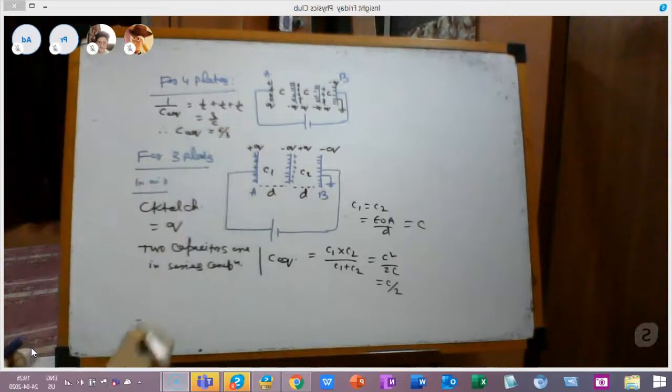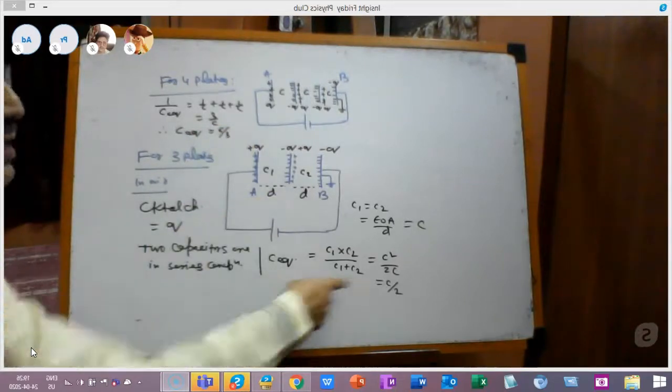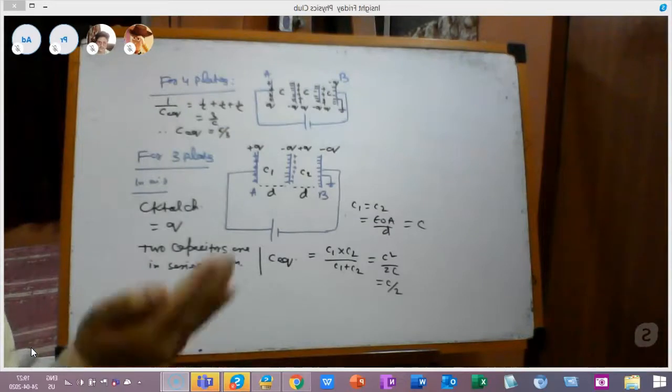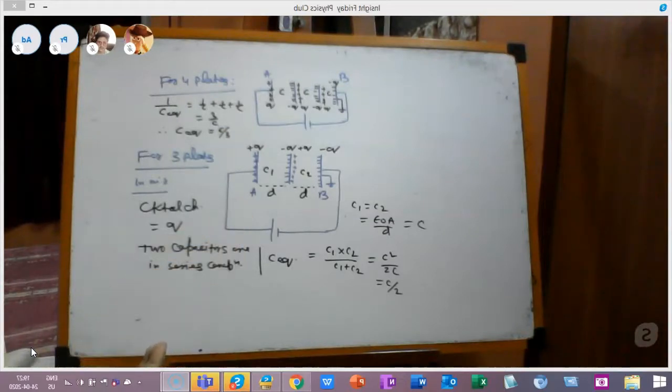Are you getting any mathematical relation there? With 3 plates, I am getting C by 2. With 4 plates, I am getting C by 3. If you perform the experiment with 5 plates, it will be C by 4. So how many capacitors are formed?